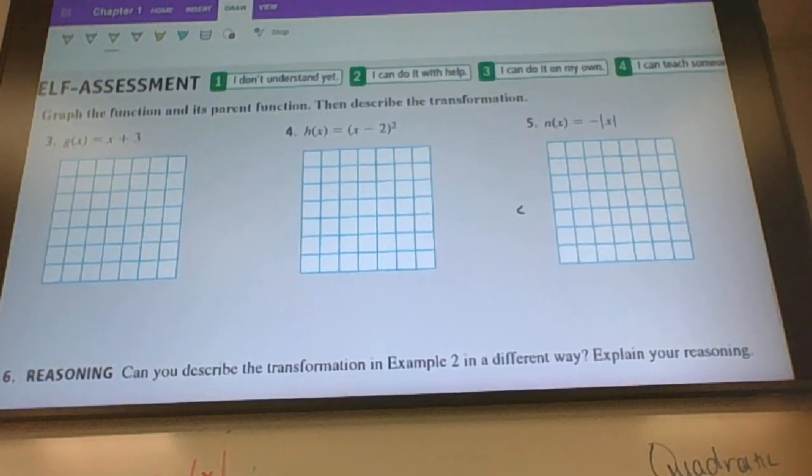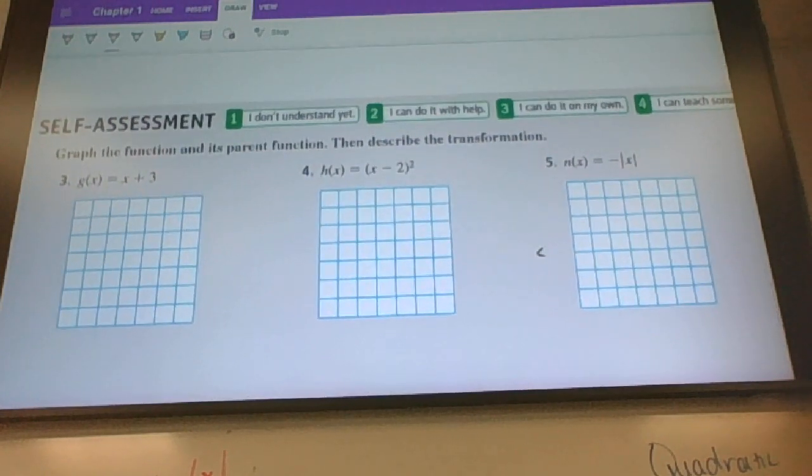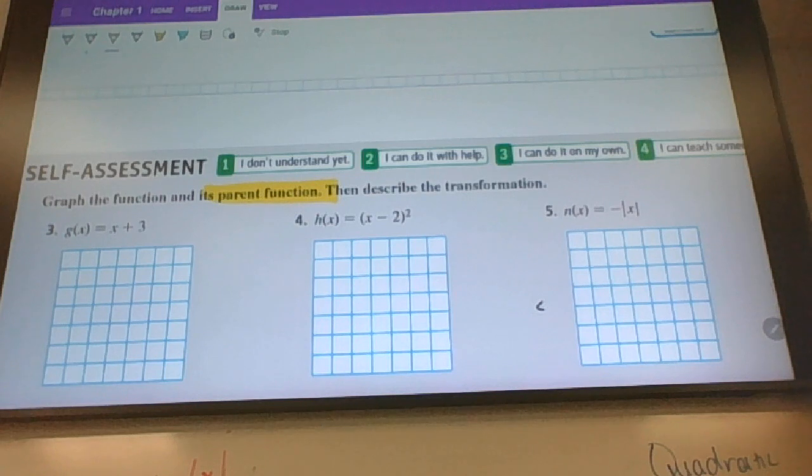All right, so here's our 3 equations that says graph the parent function and this one. So anytime it says to graph the parent function, you use the handout from yesterday. All of the parent functions are on the handout from yesterday. So you say, okay, what function family is this? Number 3 is linear.